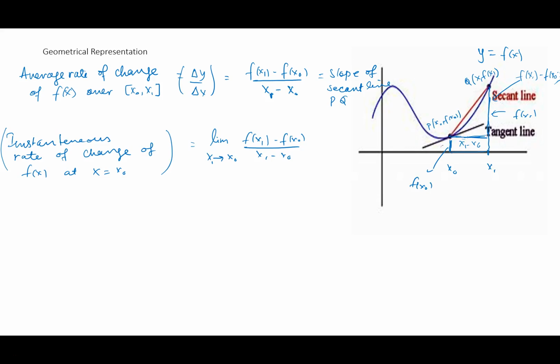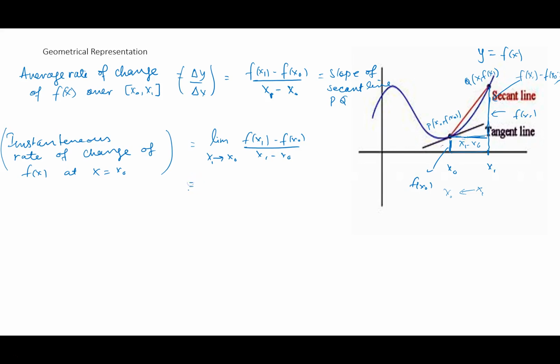Now if you would like to see this in the graph, x1 is getting closer and closer to x0. In that case, the point Q will move towards P. When Q is very close to P, this secant line will become a tangent line at P. So when x1 is approaching x0, the secant line will become a tangent line at P, and the slope of the secant line will become the slope of the tangent line.